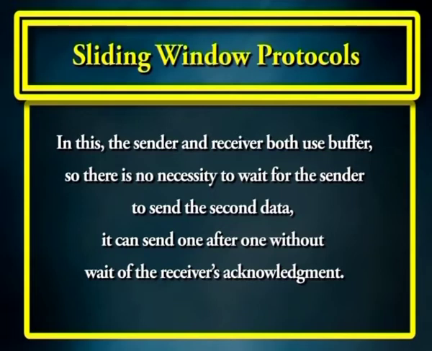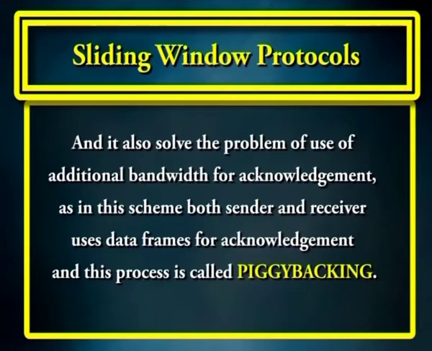In this, the sender and receiver both use a buffer, so there is no necessity for the sender to wait to send the second data. It can send one after one without waiting for the receiver's acknowledgement. And it also solved the problem of additional bandwidth for acknowledgement, as in this scheme both sender and receiver use data frames for acknowledgement, and this process is called piggybacking.